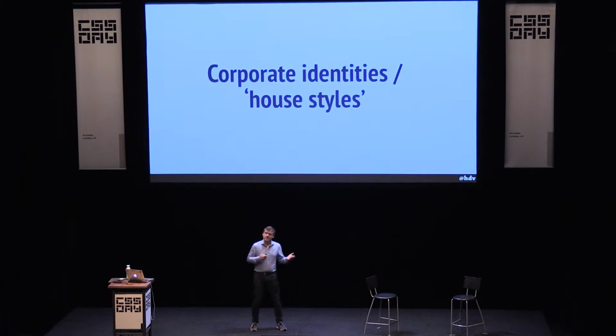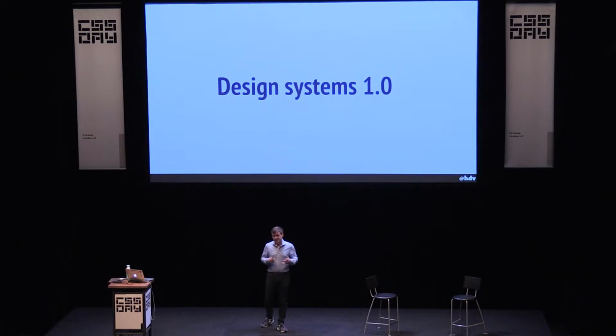So recognizability and trust were really important for those companies, and that's why they wanted corporate identities, or house styles, as they call them in the UK, and later here as well. Design systems 1.0, you could say, because they kind of try to do what we do on the web now, what is now very popular on the web. They did that in print.